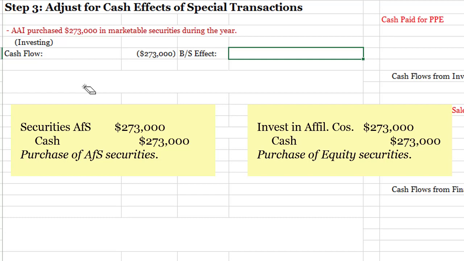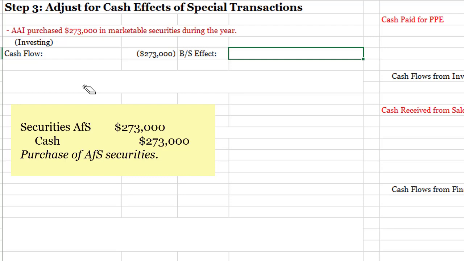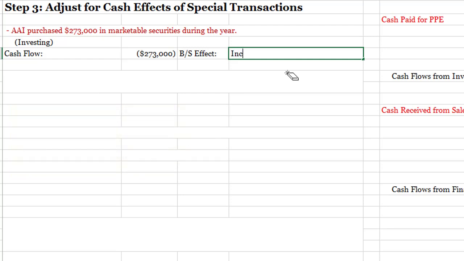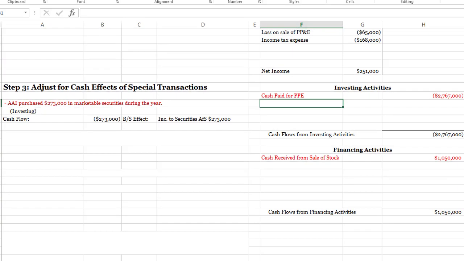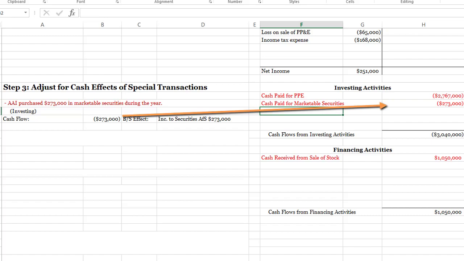Unfortunately, we can't do that. We don't have a whole set of books or notes. So I'm just going to have to tell you at this point that these are available for sale securities. But again, it provides us a nice opportunity to say you'd have to dig into your books to get the answer to this. So our balance sheet effect is going to be an increase to securities available for sale of $273,000. Now that I know the cash effect and the balance sheet effect, I can put it into my worksheet. So this is cash paid for marketable securities. That takes care of that special transaction.